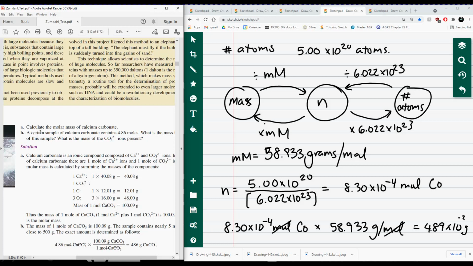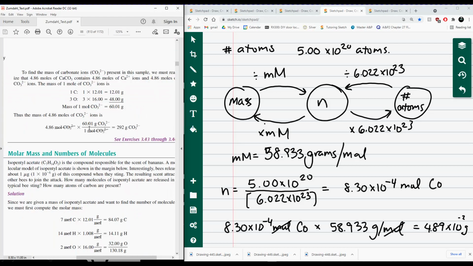Now, part B says a certain sample of calcium carbonate contains 4.86 moles. Moles are given here. What is the mass of the sample? In which case, we wish to find this mass, which is going to be multiplied by the molar mass of 100.09 grams. Now, they may also ask for you to find exactly the moles of carbonate, and so now what we need to do is find the molar mass of just the carbonate itself, which is going to be 60.01 grams, due to the fact that there's 12.01 grams of carbon and 48 grams of oxygen, each oxygen having 16 grams with a quantity of 3 oxygen, and they multiply because whenever you move away from moles, you have to multiply by a certain quantity, and you get the answer here.